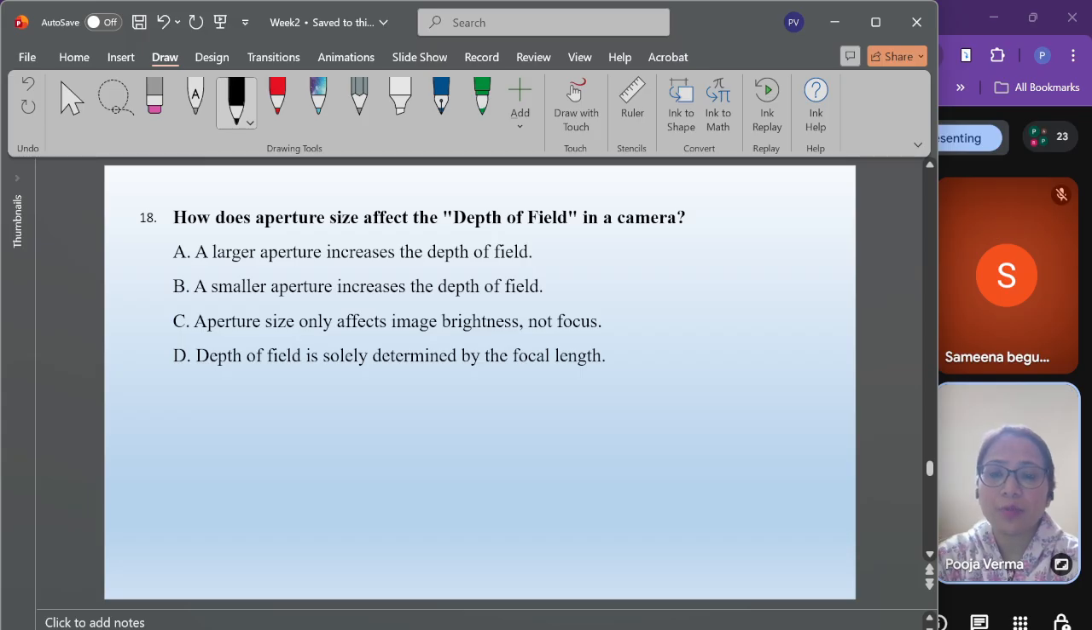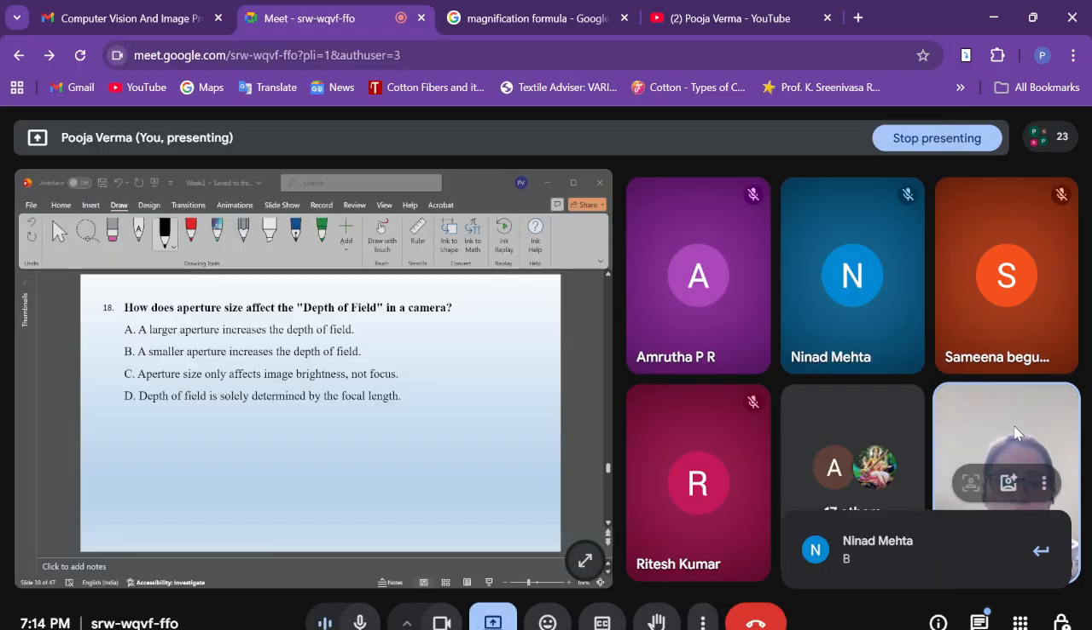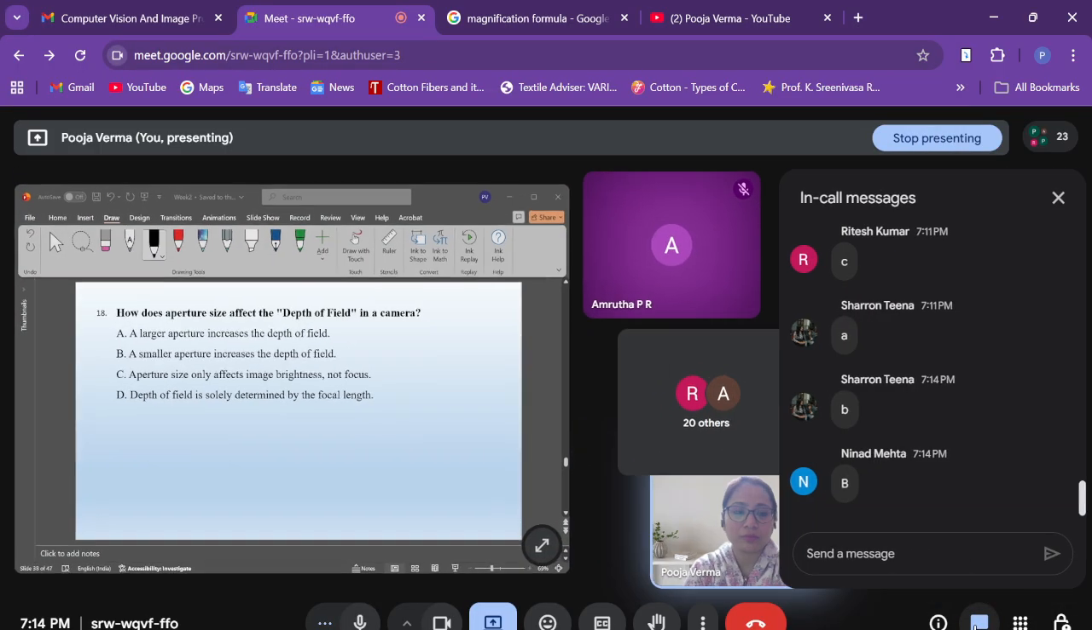So how does aperture size affect the depth of field in a camera? Option A: a larger aperture increases the depth of field. Option B: a smaller aperture increases the depth of field. Option C: aperture size only affects image brightness, not focus. Or option D: depth of field is solely determined by the focal length. So which option can be the correct one?